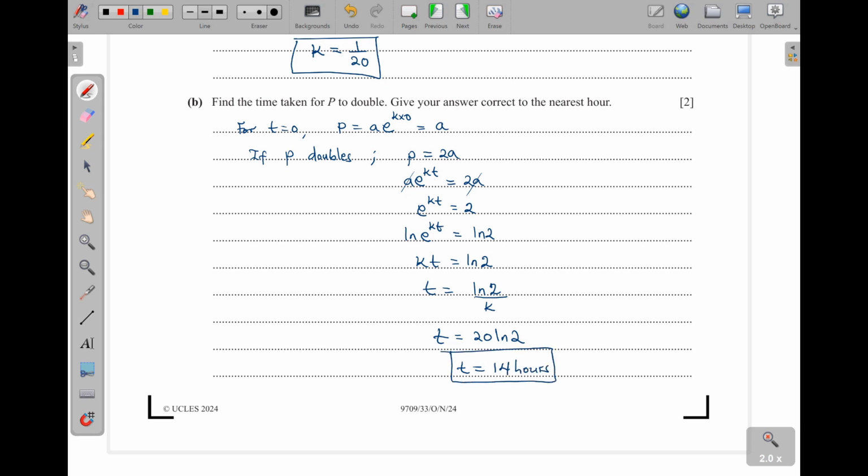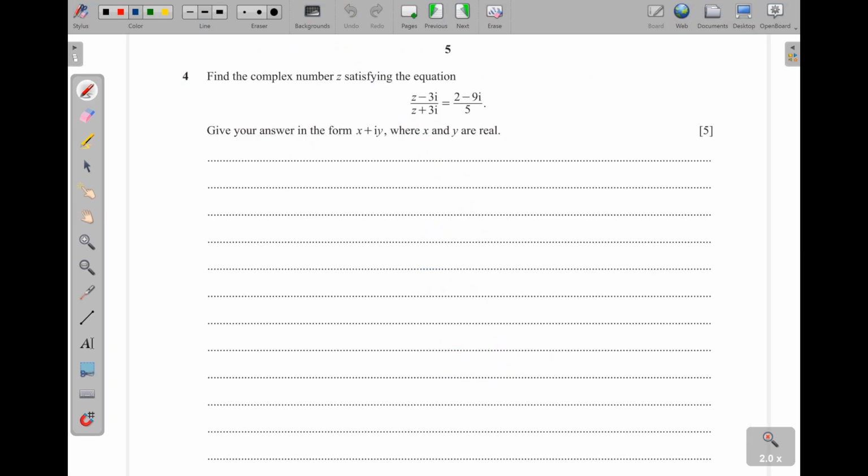As simple as that. Question 4 is also coming from complex numbers. The complex number z satisfying the equation is this one here. We are supposed to find a complex number z satisfying this equation and then give the answer in the form x plus iy, where x and y are real.